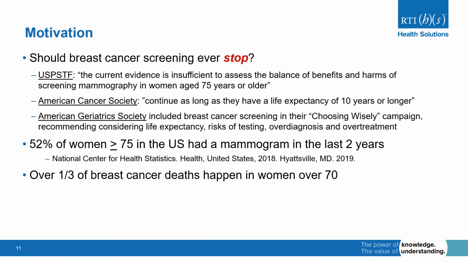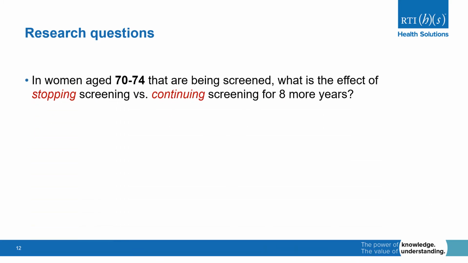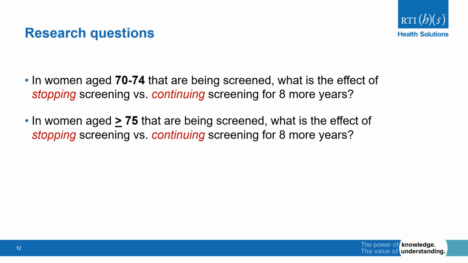And a third of breast cancer deaths happen in women over 70. So it's a problem. There are breast cancer deaths that need to be prevented and we don't know whether screening is the way to do it. So in this study, the research question was: in women aged 70 to 74 that are currently being screened, what is the effect of stopping screening versus continuing screening for 8 more years? And the second research question is the same, but in women over 75.